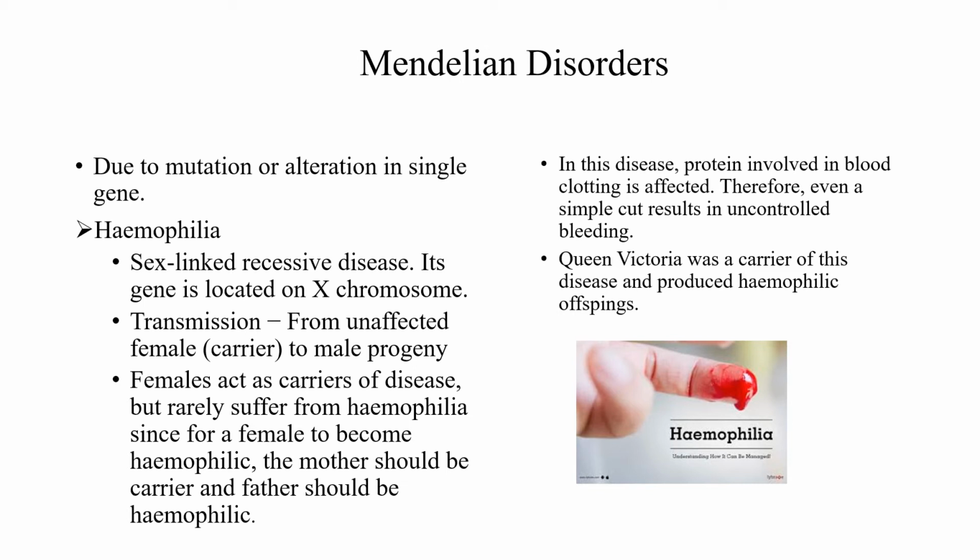Mostly males are affected. Rarely only females get this disease. When a female gets the disease, the mother should be a carrier and the father should be hemophilic, then only the female child will get the disease. Otherwise the female acts like a carrier only, mostly males are affected. In this disease, the protein involved in blood clotting is affected, therefore even a simple cut results in uncontrolled bleeding.